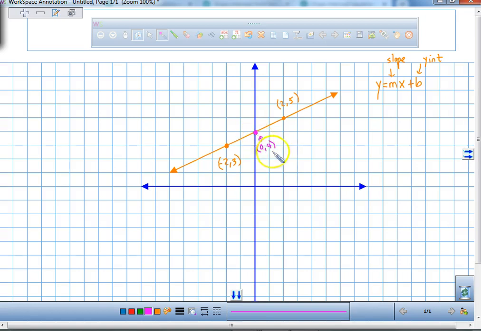That point right there is at 0, 4. So what does that point represent? I have a class in here, so I'm asking them. You don't have to answer if you're watching this online, just in your head maybe. What's that represent? The y-intercept. So right here, that 0, 4, that 4 is going to go right there. That plus 4 is going to go right there.